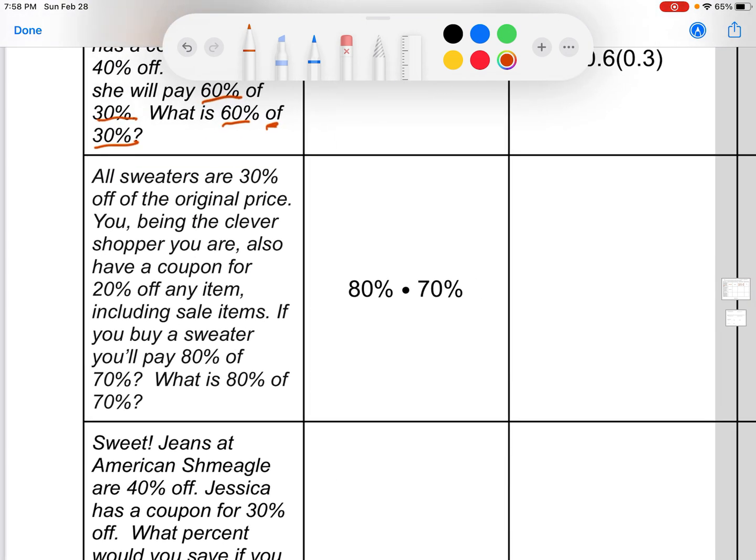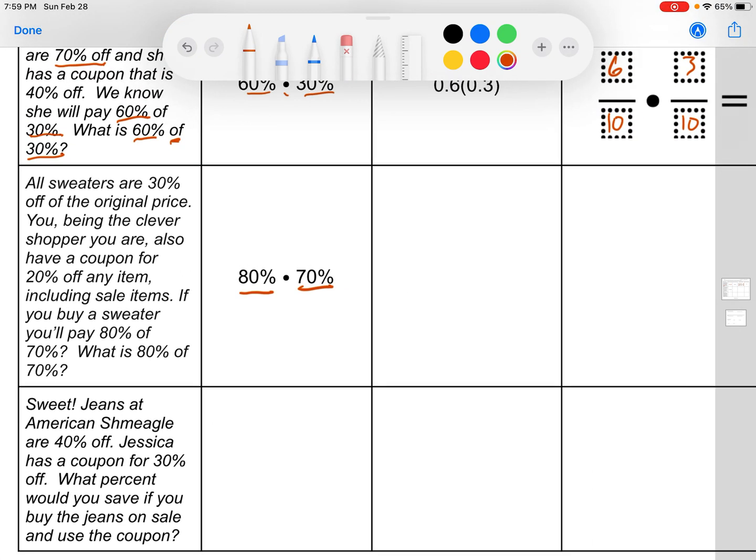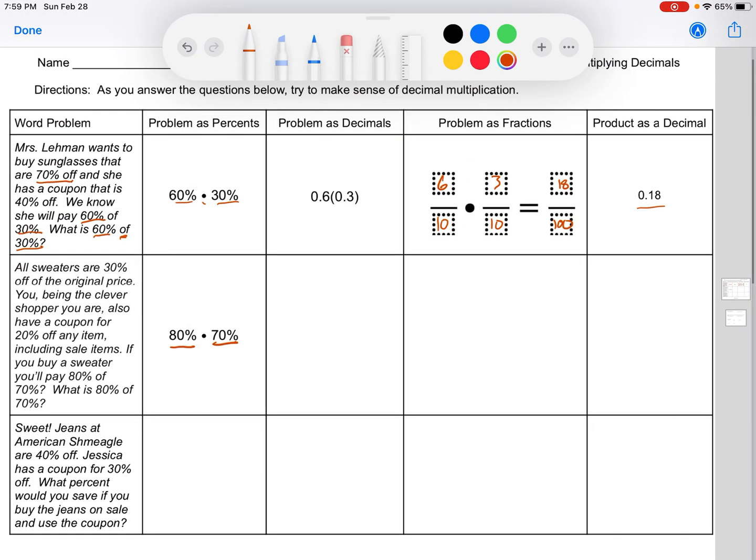All sweaters are 30% off of the original price. 30% off means we're going to pay for 70%. You, being the clever shopper you are, also have a coupon for 20% off any item. That means that you'll be paying for 80% of that. If you buy a sweater, you'll pay 80% of 70%. What is 80% of 70%? All right, so problems as decimals: 0.8 and 0.7. Okay, so problems as fractions: 8/10 times 7/10 is 56 hundredths, or 0.56.